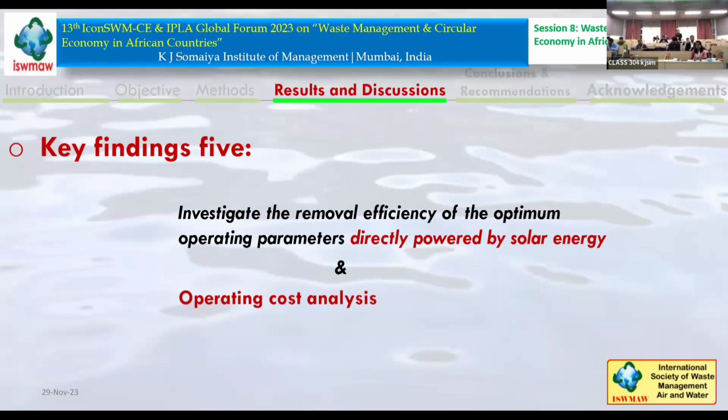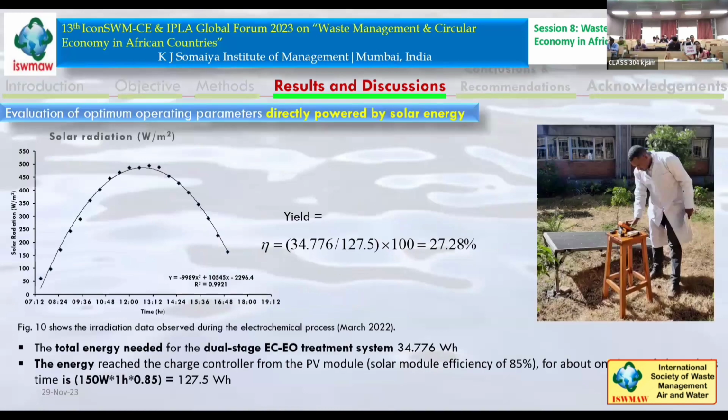Then the next finding was evaluating the optimal operating condition while using solar energy, and its operating cost. To evaluate this, we first calculated the total energy required by the treatment system, and we also calculated the total energy that can be harvested from the panel, with a panel efficiency of 85%.